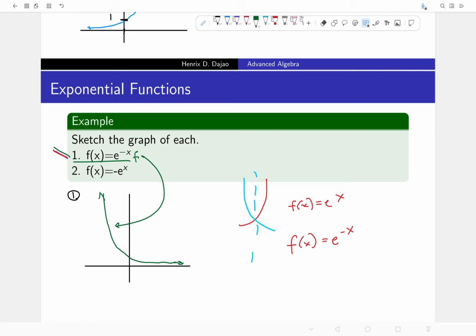Okay, so the same shape but of different orientation. This is just a reflection of our e raised to x, which looks like this, with respect to our y-axis. How about number 2? For number 2, f here is defined by f of x equals negative e raised to x.